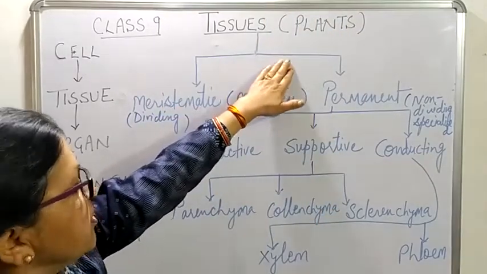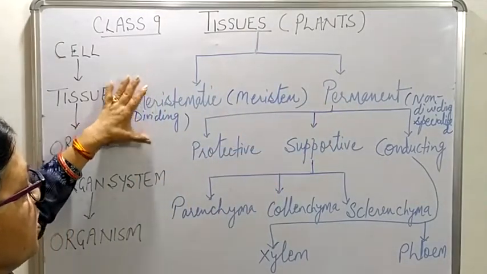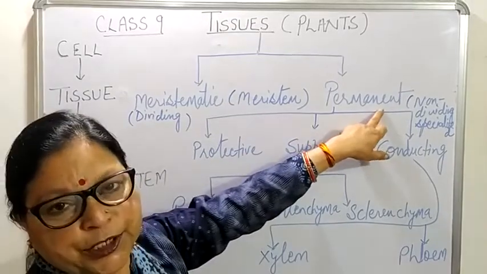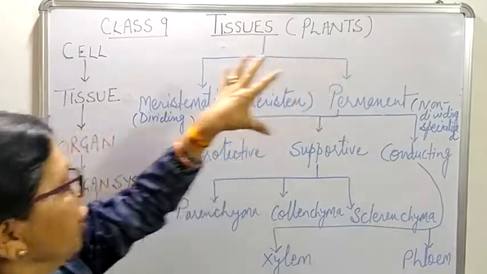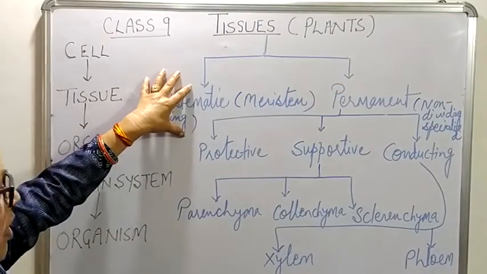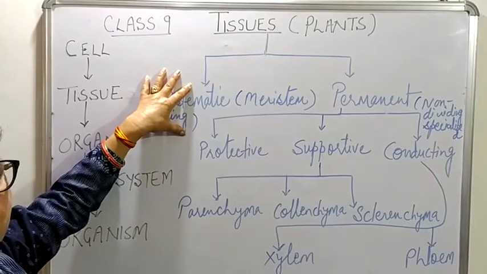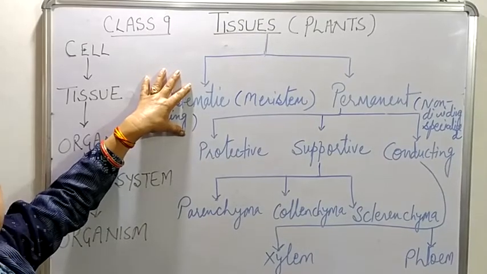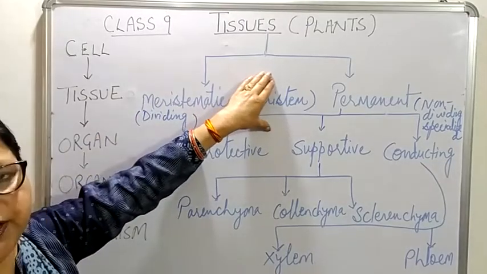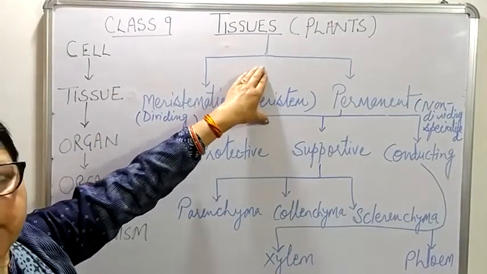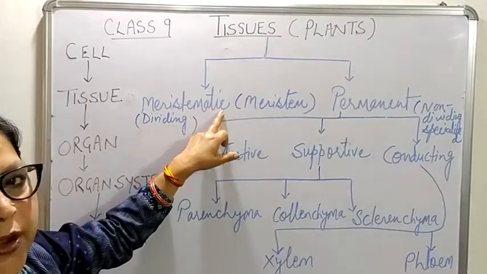Now, in plants, there are two main types of tissues. Number one is meristematic tissue and second is permanent tissue. Remember, tissue is made up of many cells. So whenever we use the term tissue, it means it is made up of a group of cells. This meristematic tissue is present in the meristem. Now what is meristem? Meristem means areas in plants where these meristematic tissues are present.